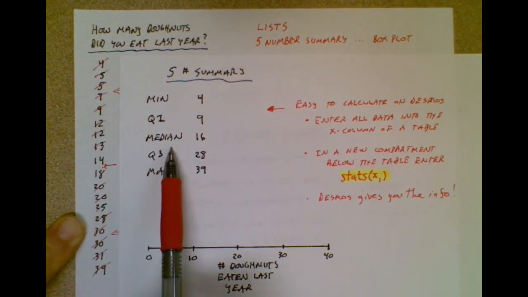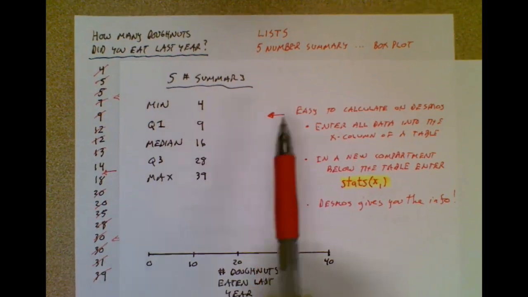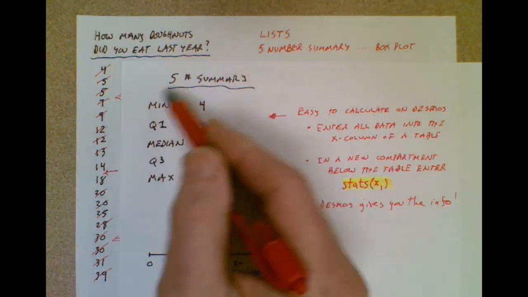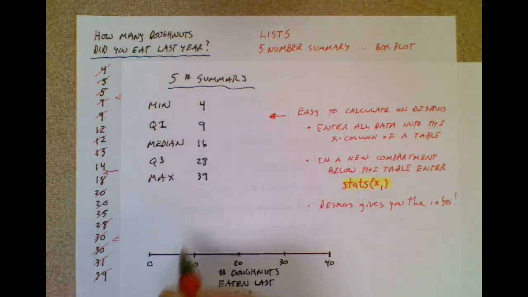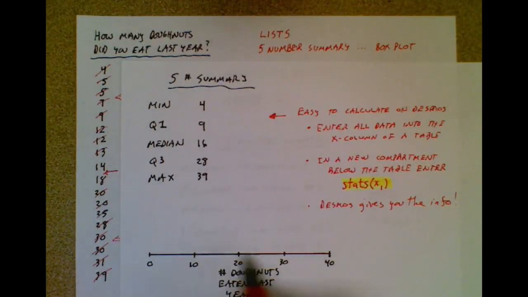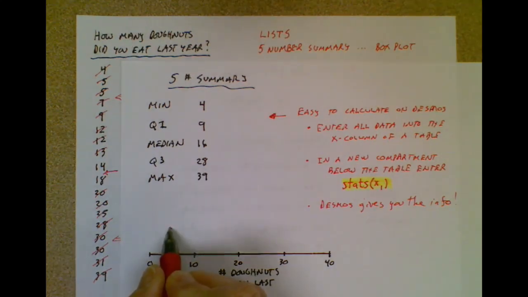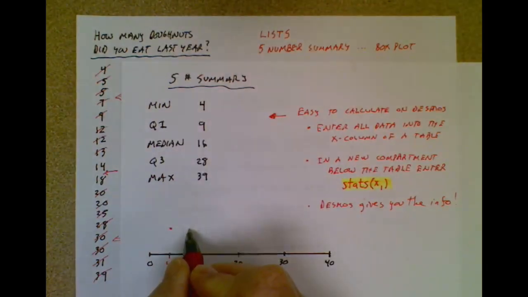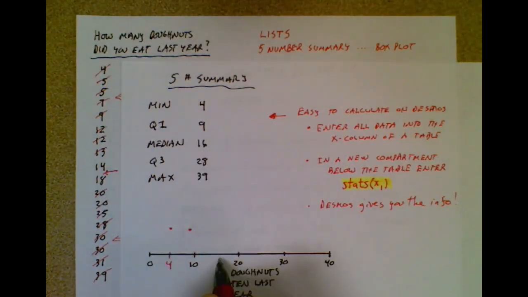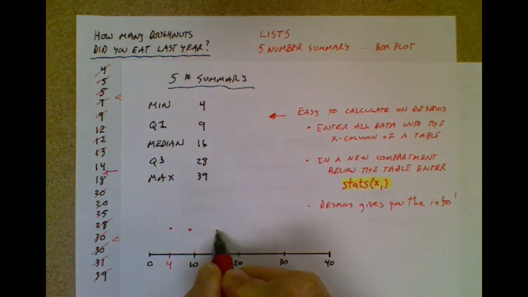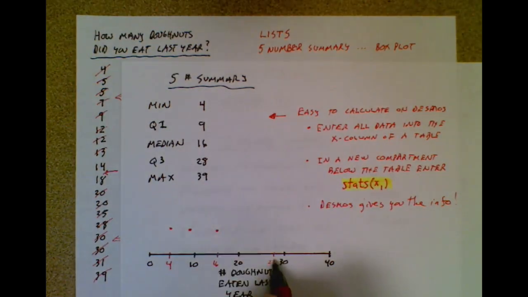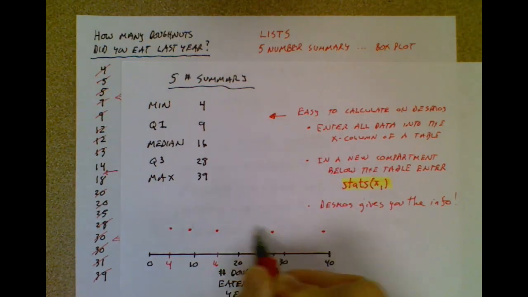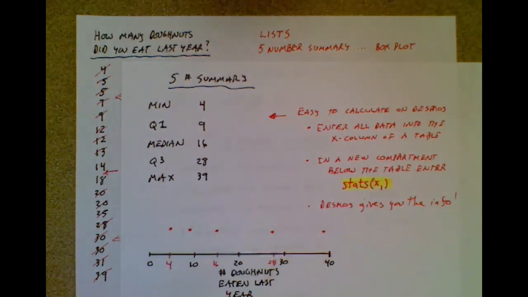But let's take this and turn this into a picture called the box plot. So when I get my 5-number summary, I say the minimum is 4, and I have this scale just like a number line, and I put a dot right where I think 4 would be, right about there. And I put a dot right where I think 9 would be. 16 would be about here. 28 would be about here. And there is my maximum 39. So I have a dot for every one of the values from the 5-number summary.